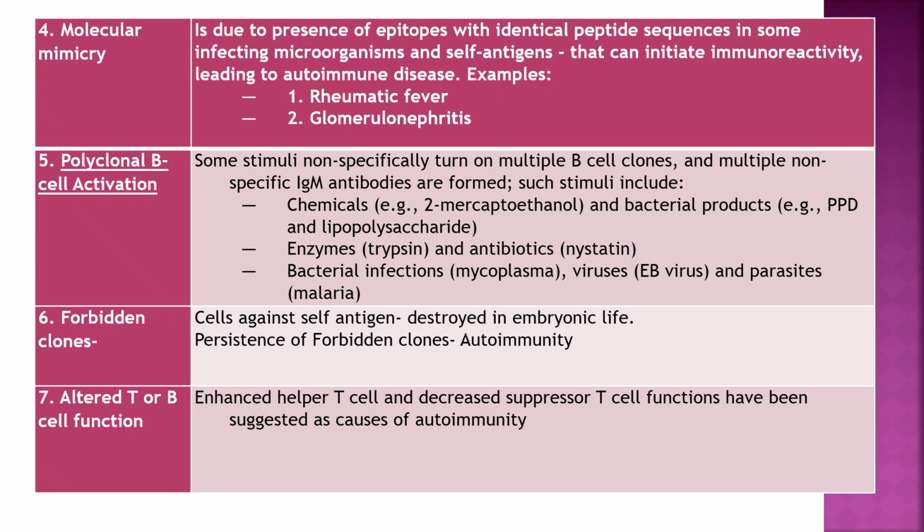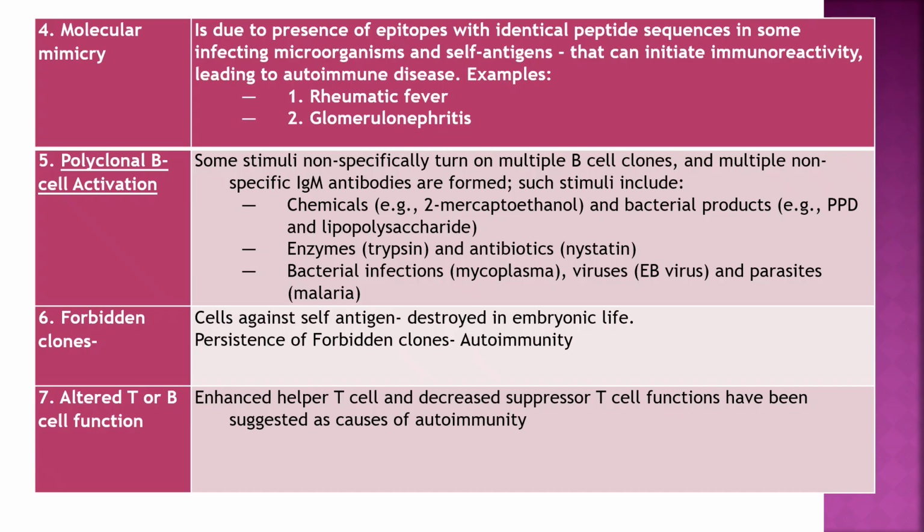Molecular mimicry is due to the presence of epitopes with identical peptide sequences in some infecting microorganisms and self-antigens that can initiate immune reactivity leading to autoimmune disease. Example, rheumatic fever, glomerulonephritis.